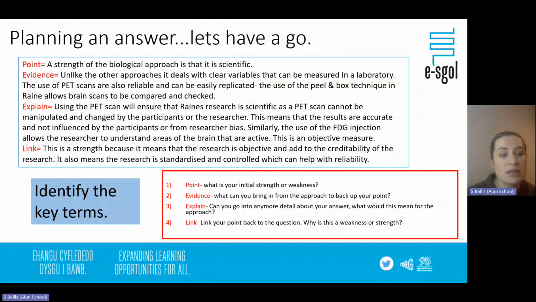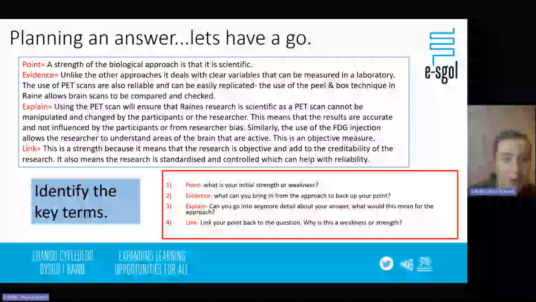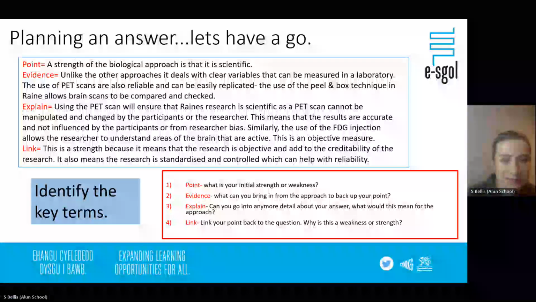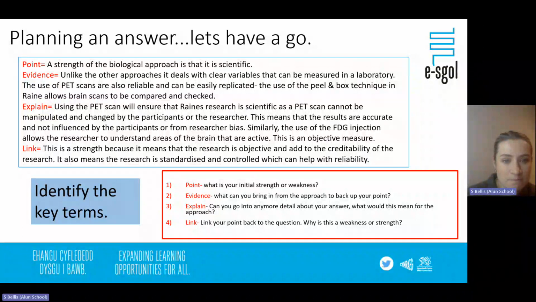So if we go through this paragraph and start to identify the key terms that they've used, so they've said scientific, variables, lab, PET scan, replicated, you've got your PET and box technique, manipulated, researcher bias, objective again, credibility, standardized, controlled, reliability.